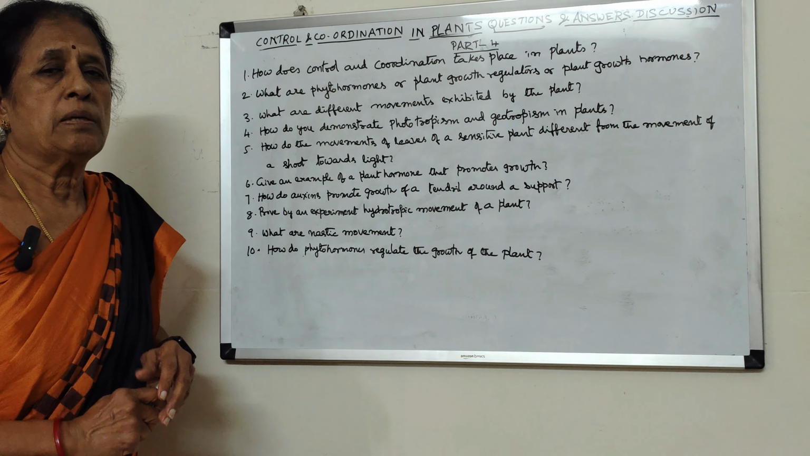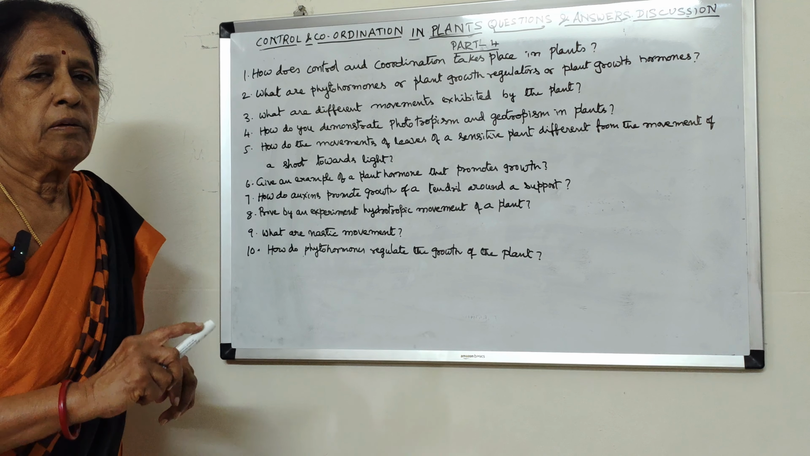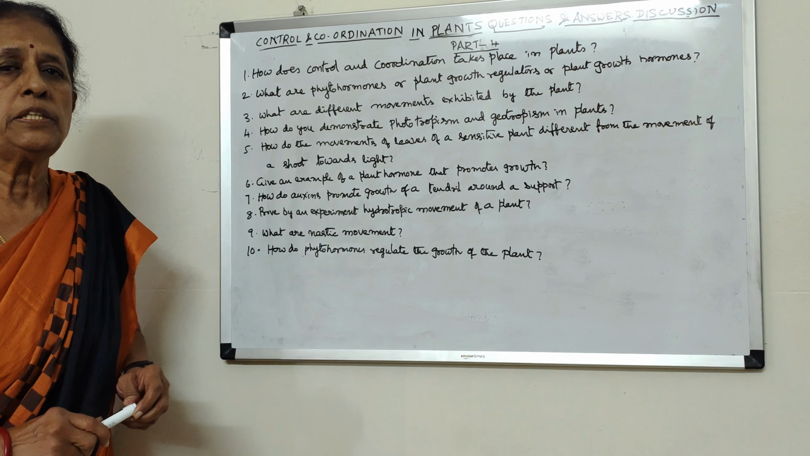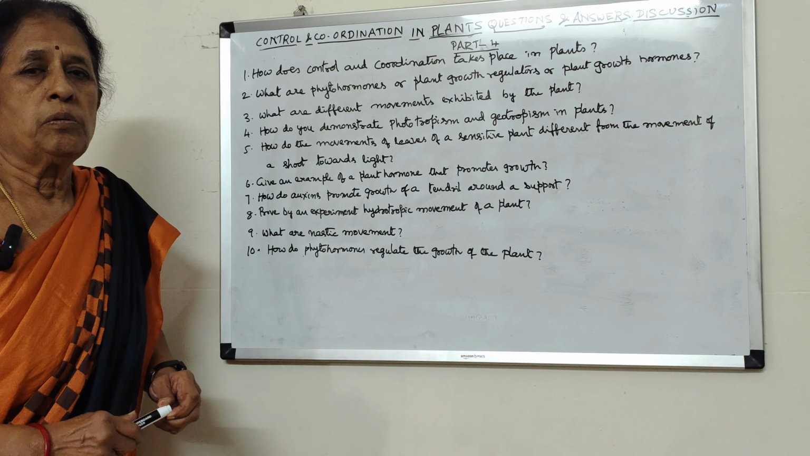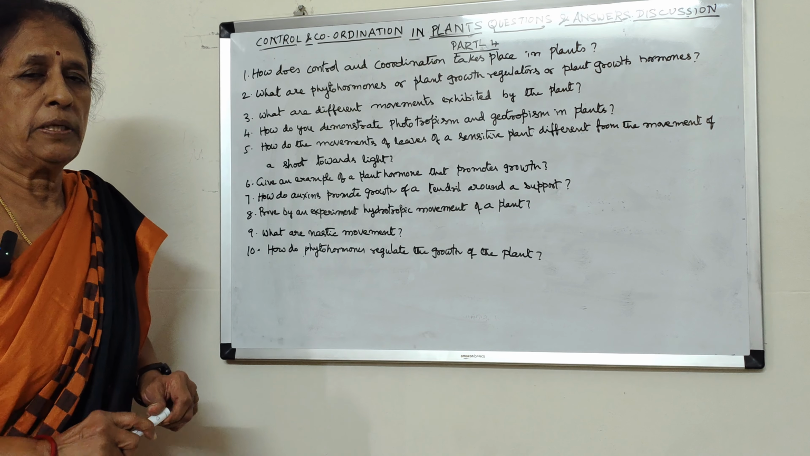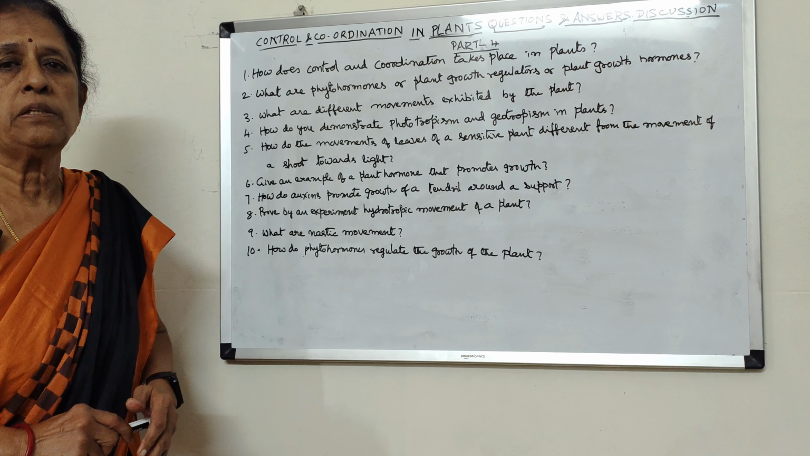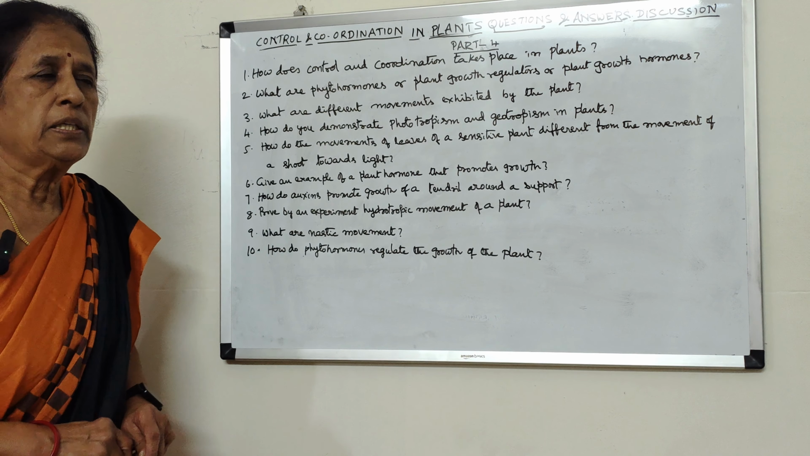The stem grows towards the light and the root grows towards the soil. That is, the stem is negatively geotropic and the root is positively geotropic. So, if you take gravity into consideration, the stem is negatively geotropic, and the root is positively geotropic.